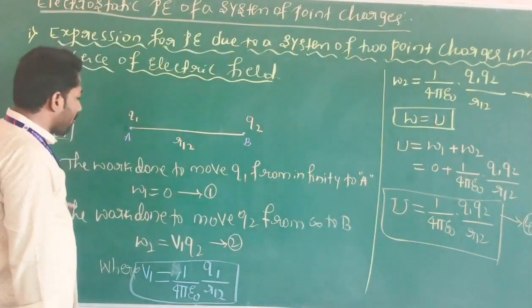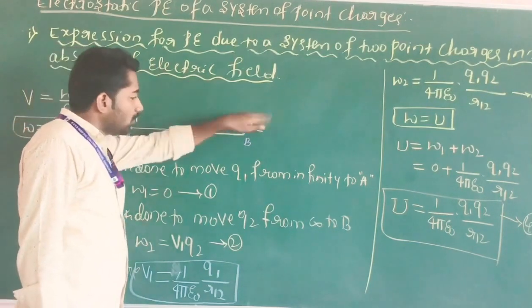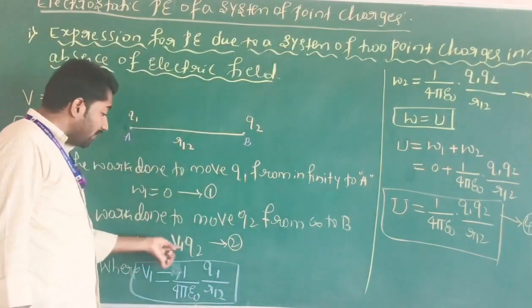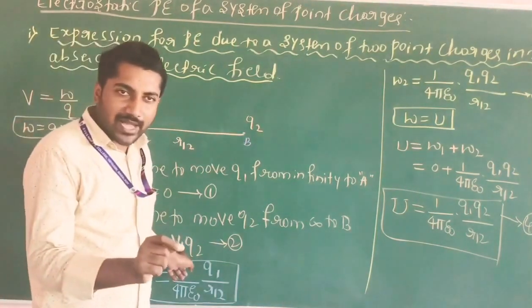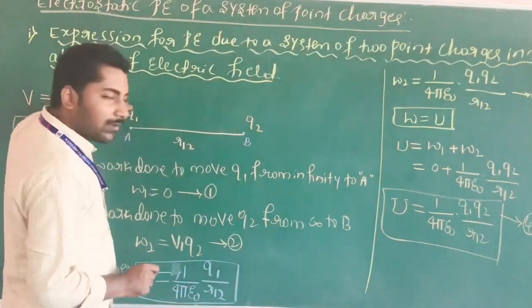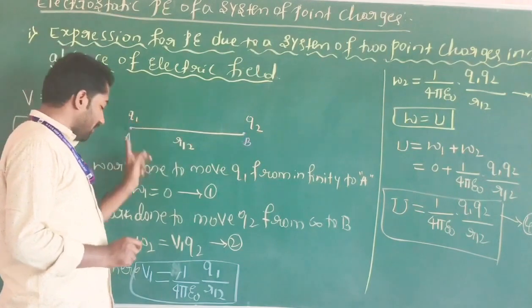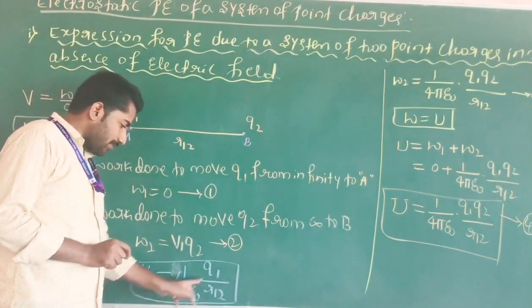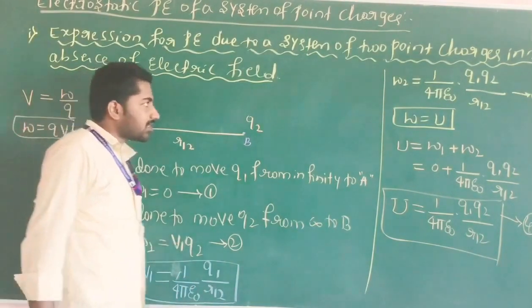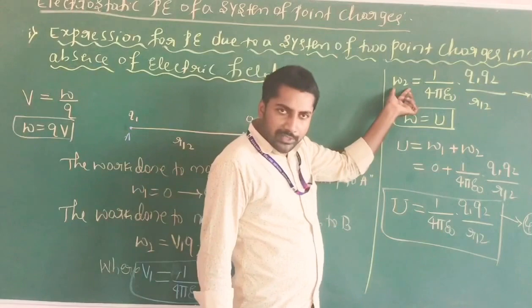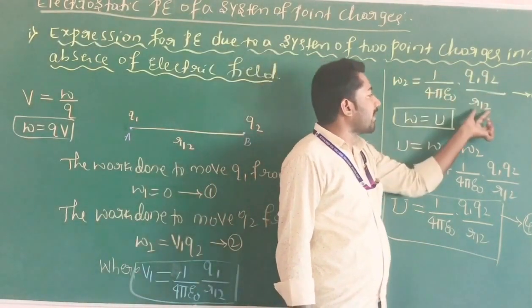Then the work done to move Q2 from infinity to point B, that is W2, is equal to V1 into Q2. Here V1 is the electric potential at point B due to the charge Q1. We get V1 is equal to 1 divided by 4 pi epsilon naught Q1 divided by R12. When you substitute this value in this equation, you get the work done to move Q2 from infinity to that point, that is 1 divided by 4 pi epsilon naught Q1 Q2 divided by R12.